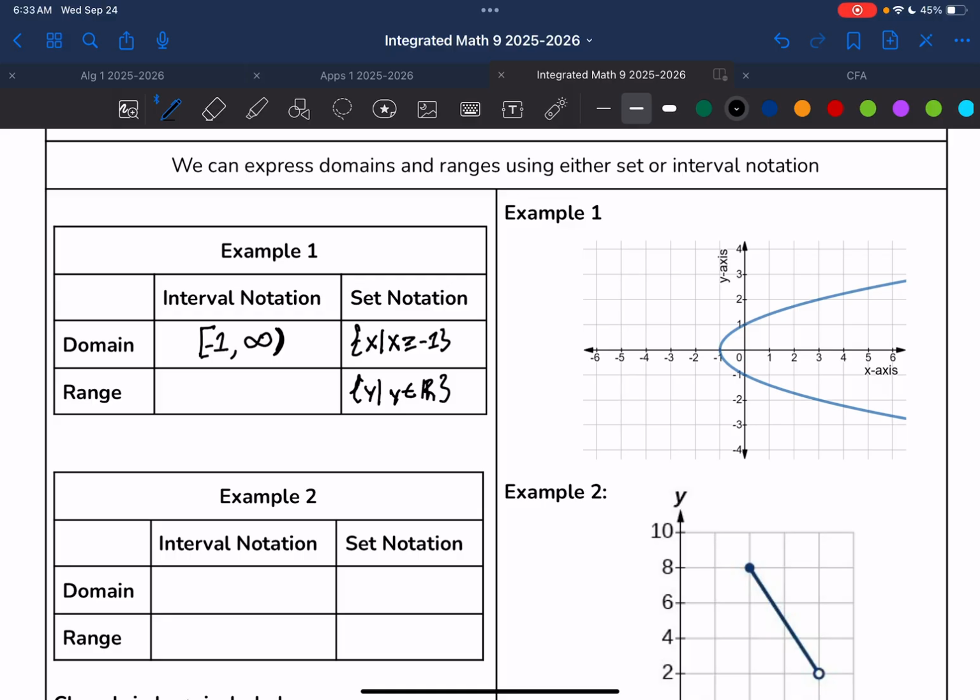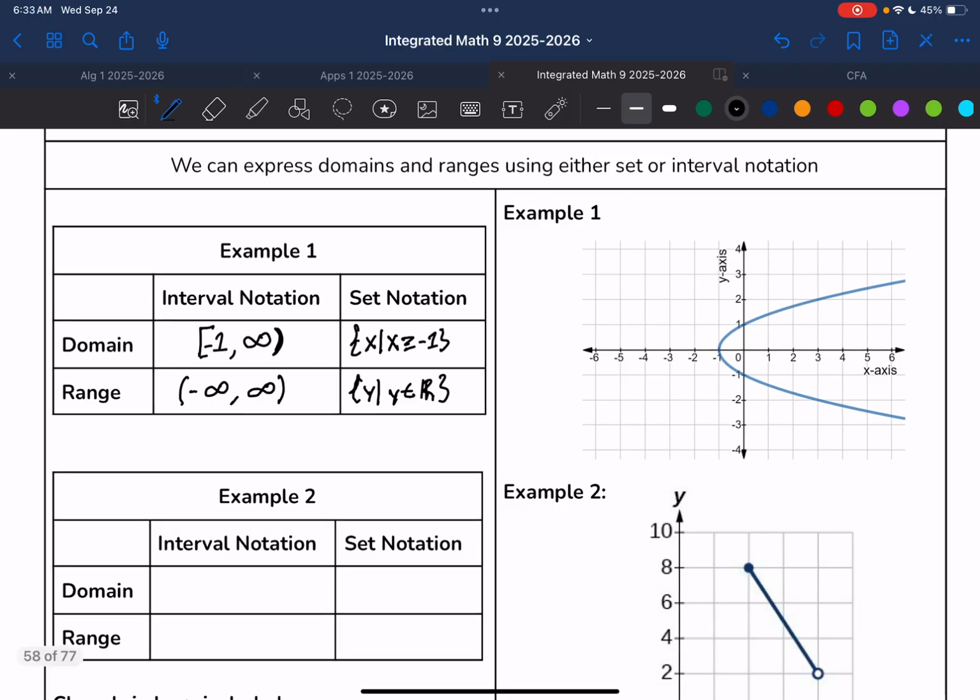Right, and then what do you do if it's all real numbers? Well, then it goes all the way from negative infinity up to positive infinity. And because they're both infinity, you put parentheses around it like that.